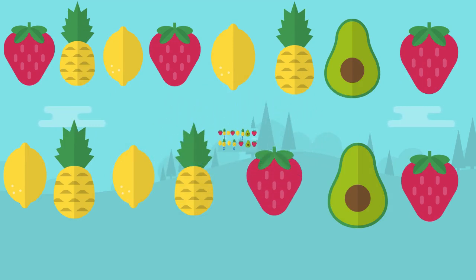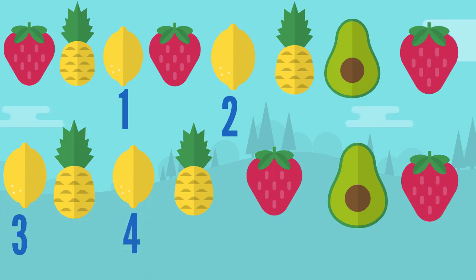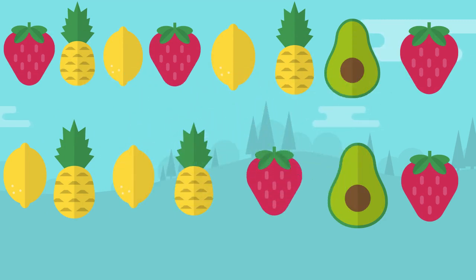How many lemons can you see? 1, 2, 3, 4. I can see 4 lemons. How many avocados can you see? 1, 2. I can see 2 avocados.